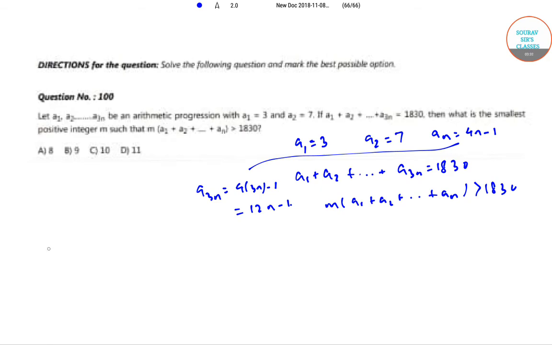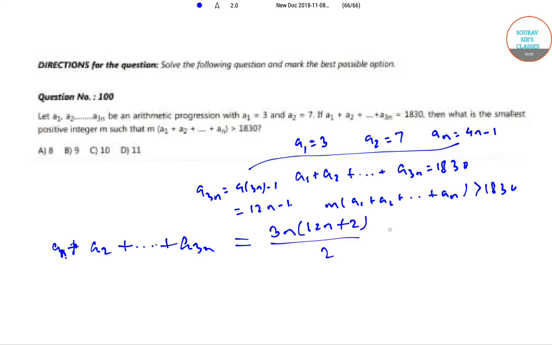And a1 plus a2 up to a3n is equal to 3n into (12n plus 2) by 2 equals 1830.